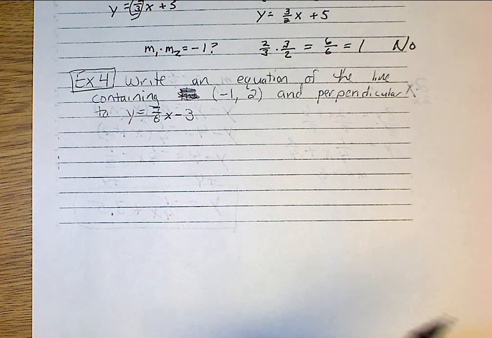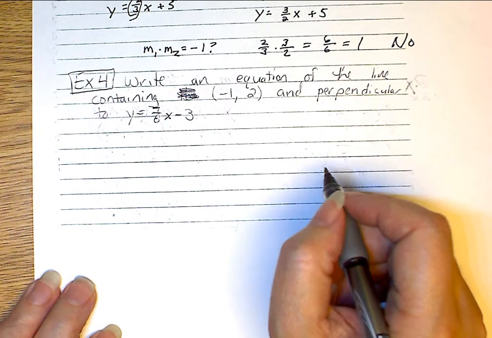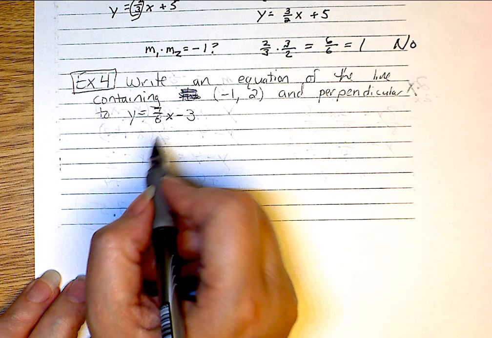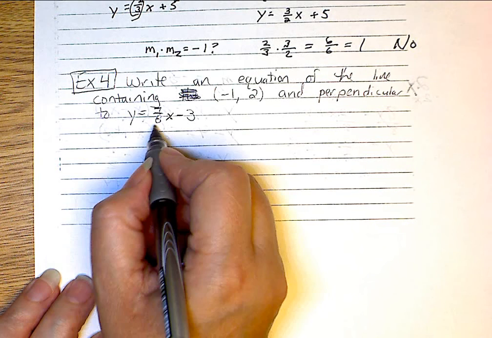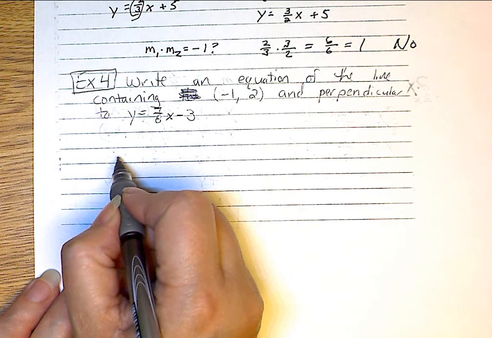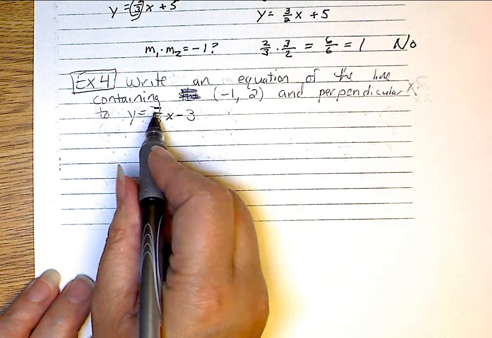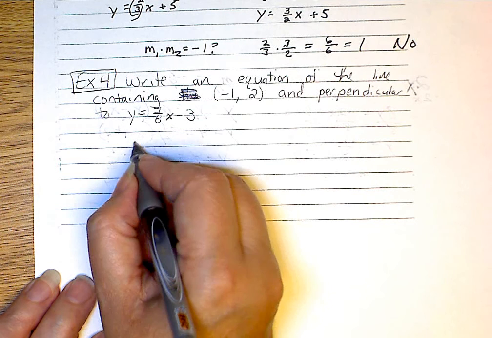Alright, last one. Write an equation of a line containing the point -1, 2 perpendicular to y equals 7/8 x minus 3. Brianna, what is my perpendicular slope to this? What's the slope of this line? We have y equals 7/8 x minus 3. Which one is my slope? 7/8. So my slope is 7/8.